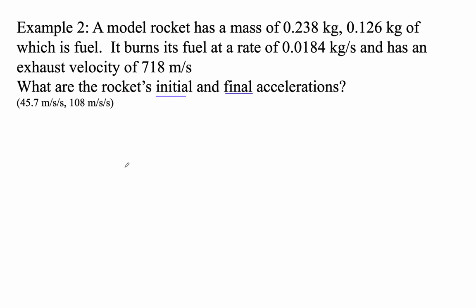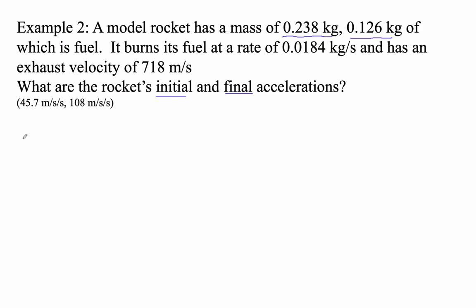The first step is to figure out what the masses are, okay? So the model rocket has a mass of 0.238 kilograms, 0.126 kilograms of which is fuel, right? So the trick here is that this mass is going to be this to begin with, and then this minus this to end with, okay? So the mass changes, and that's why we have two different accelerations. And this is true with the moon rockets. The g-force would get more and more as the rocket lost mass, which is kind of cool.